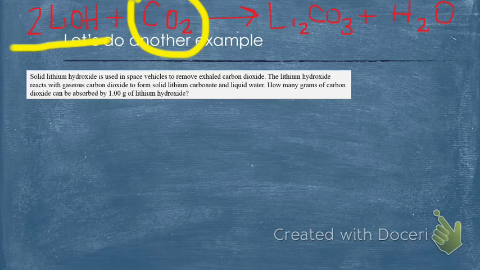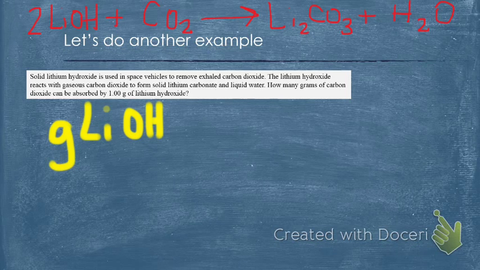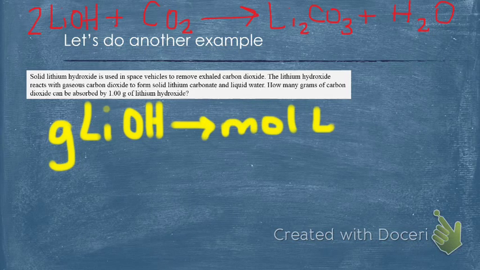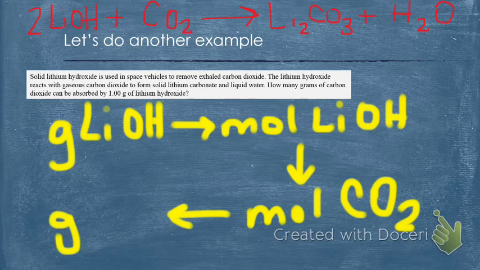So, we made our balanced chemical equation. Next up, we have to go for our plan of attack. Really, what we want to do is go from grams of lithium hydroxide, and we can't go directly to grams of carbon dioxide. We have to go from grams of lithium hydroxide to moles of lithium hydroxide, to moles of carbon dioxide, to grams of carbon dioxide. So that's our plan of attack.